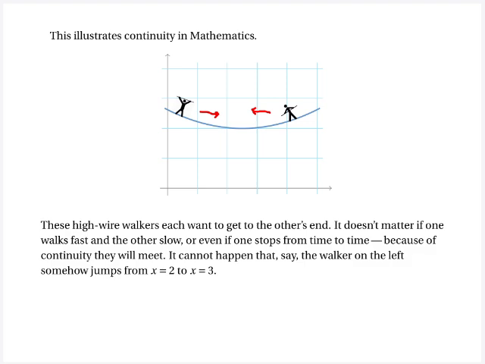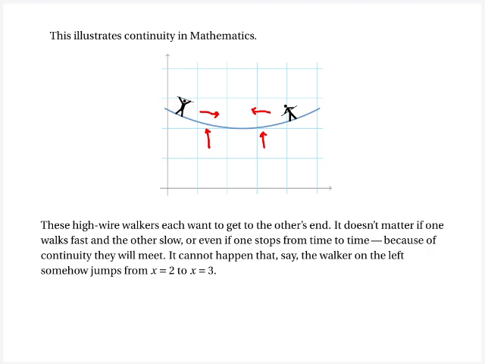So these high wire walkers want to get to each other's ends. It doesn't matter. One of them can move quickly and the other one moves slowly. One of them can stand still for a while, whatever. But it cannot be the case that a walker on the left somehow jumps from x equals 2 to x equals 3. That is to say, although I don't know when or where, it might be at this spot here or it might be at this spot here, they have to cross.